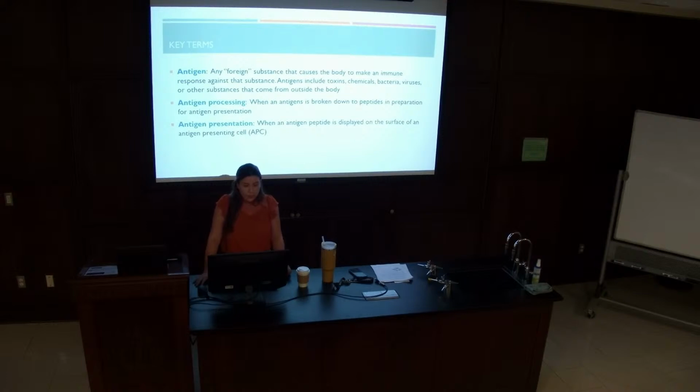We're going to be talking about antigen processing, and so what that means is an antigen is broken down into its peptides, and it's being prepared for antigen presentation. An antigen presentation happens on antigen-presenting cells. So an antigen peptide that's processed is displayed on the surface of a cell that's an antigen-presenting cell. And an antigen-presenting cell is presenting it to the cells of the adaptive immune response, like B cells or T cells.